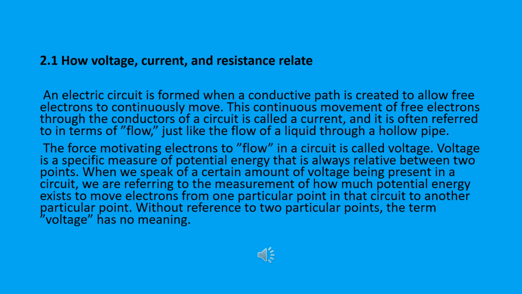Voltage is a specific measure of potential energy that is always relative between 2 points. When we speak of a certain amount of voltage being present in a circuit, we are referring to the measurement of how much potential energy exists to move electrons from one particular point in that circuit to another particular point. Without reference to two particular points, the term voltage has no meaning.